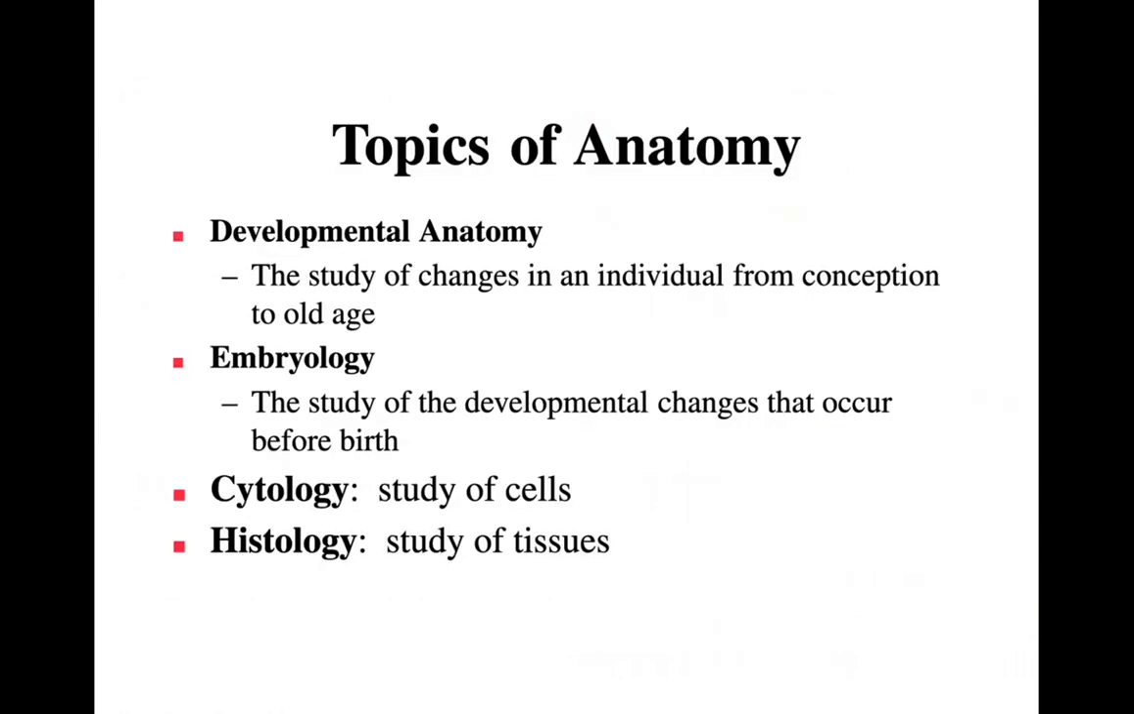Developmental anatomy looks at how an organism changes over time, basically from conception to old age. Embryology just looks at the parts that occur before birth, and that can be a whole separate science in itself. So a lot of these different sciences do get scientific names. Cyto means cell. Cytology is the study of cells. Histo is tissues. Histology is the study of tissues.